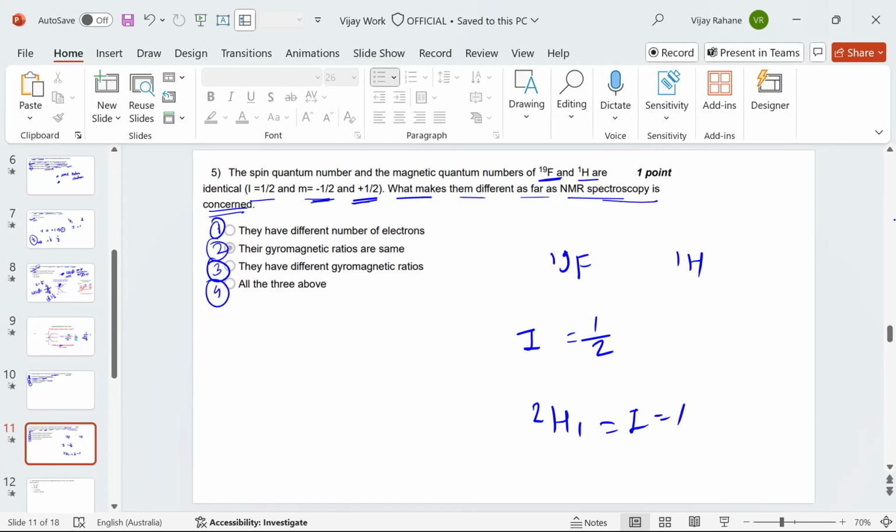Sir, their gyromagnetic ratios are different. Right, because here the gyromagnetic ratios are different for these. Also, they have different numbers of electrons. Obviously, they will have different numbers of electrons, but that doesn't have anything to do with it, right? Their gyromagnetic ratios being the same is wrong. They have different gyromagnetic ratios. This one we have seen in, I think, the fourth or third lecture maybe. But yeah, in the first week lectures, you have seen all these concepts as well.